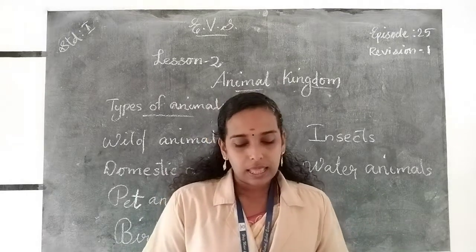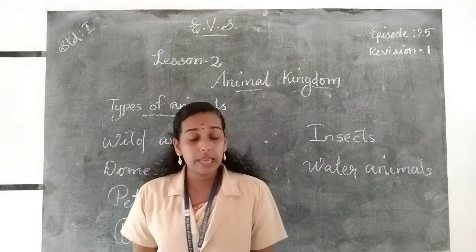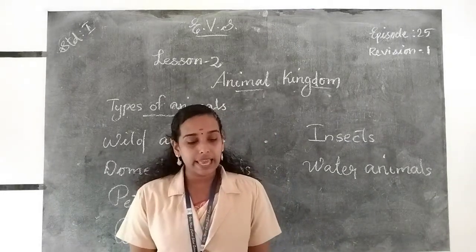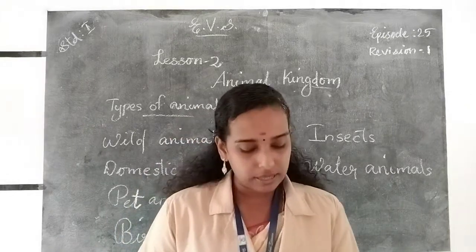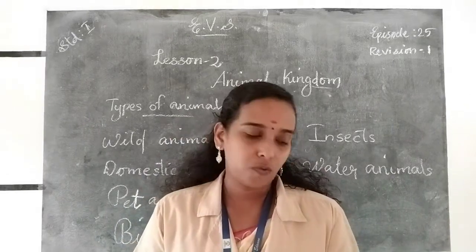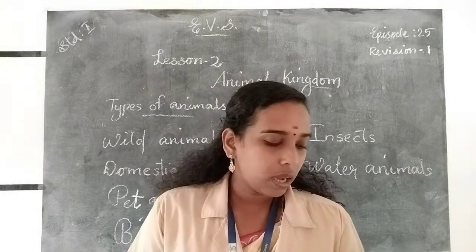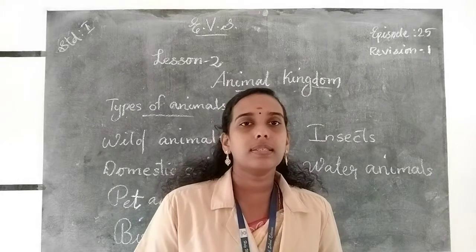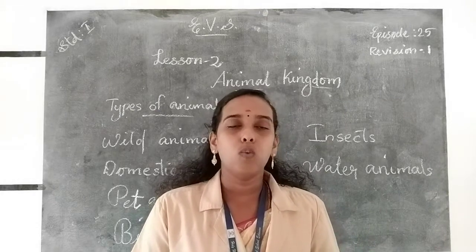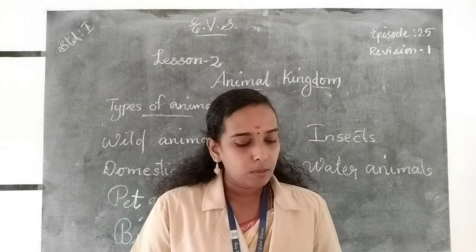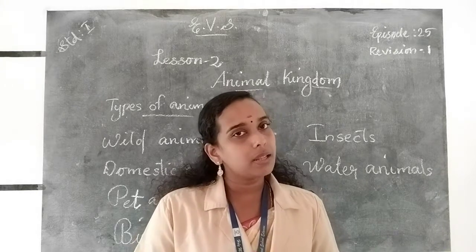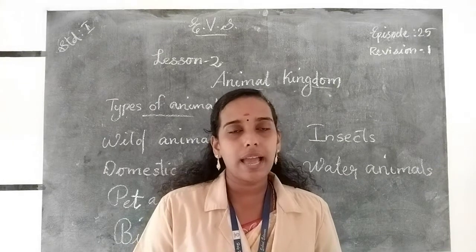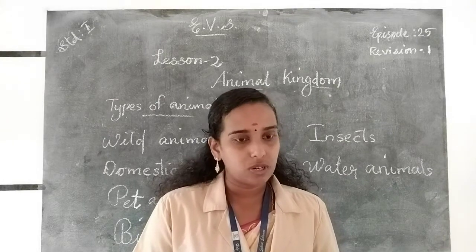Okay. Then insects. Insects are very small animals, and all insects have 6 legs, and most insects have wings, and wings help them to fly. Then water animals, and some animals like fish, turtle, octopus live in water. Such types of animals are called water animals. Then which is the largest animal in the world? Blue whale. Blue whale is the largest animal in the world.